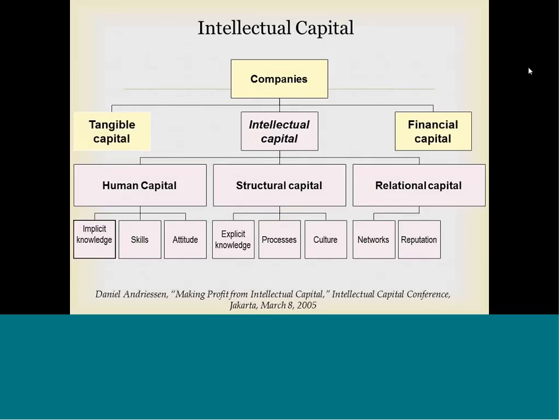Andreessen identifies three forms of capital: tangible capital or physical capital, intellectual capital, and financial capital. We talked a little bit about the tangible or physical capital and the financial capital, only briefly. But our primary focus in knowledge management is intellectual capital. So Andreessen defines three broad categories of intellectual capital: human capital, structural capital, and relational capital. And you'll notice that he breaks down those three categories into 8 additional categories.